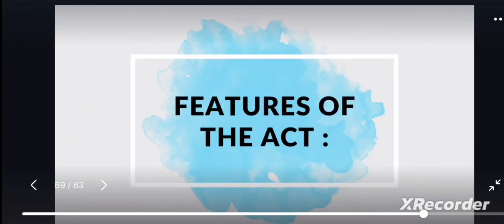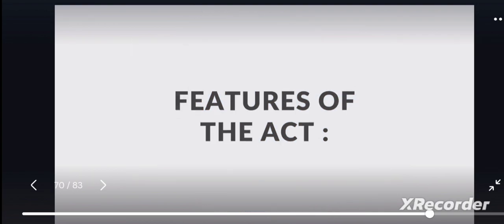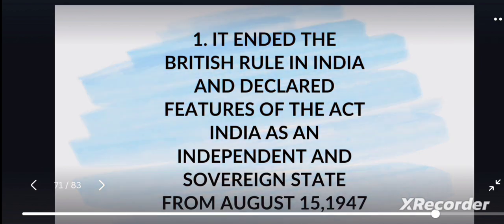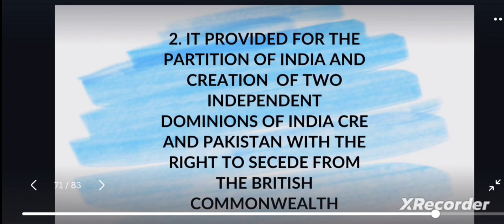Features of the Act of 1947. It ended the British rule in India and declared India as an independent and sovereign state from August 15, 1947. It provided for the partition of India and creation of two independent dominions, India and Pakistan, with the right to secede from the British Commonwealth.